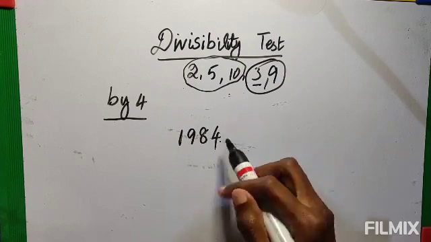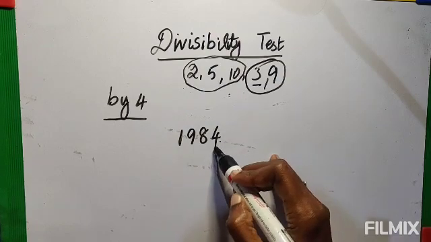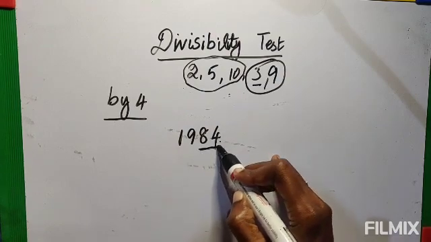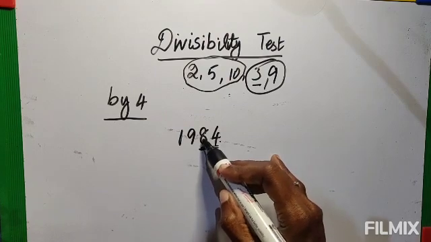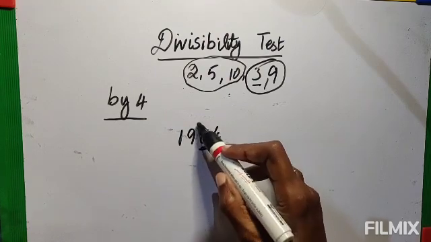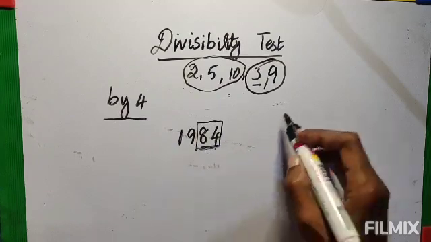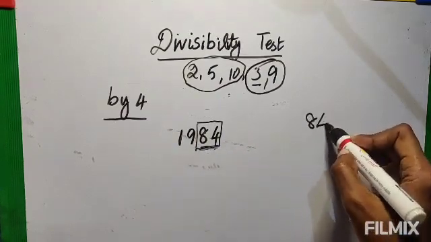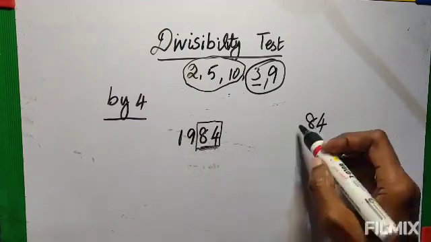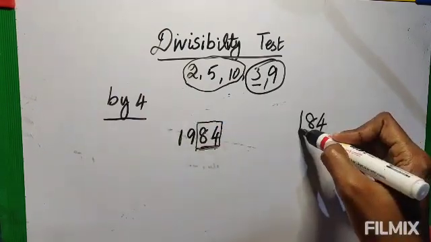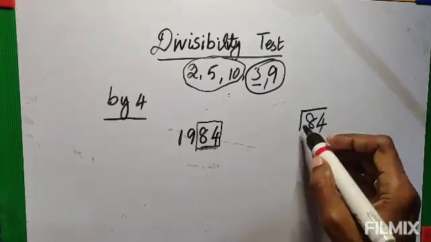The right side is this side. From here, the last 2 digits are 8 and 4, that is 84. You have to take this number, the last 2 digits. So this is 84. Now you check whether 84 is divisible by 4, that is, whether you can divide without remainder.